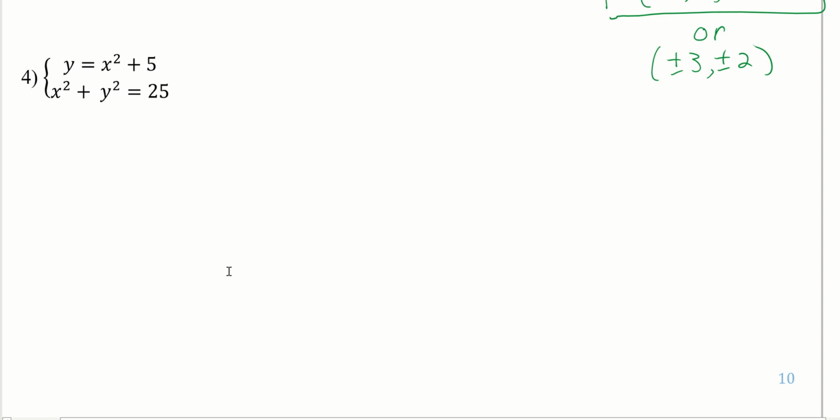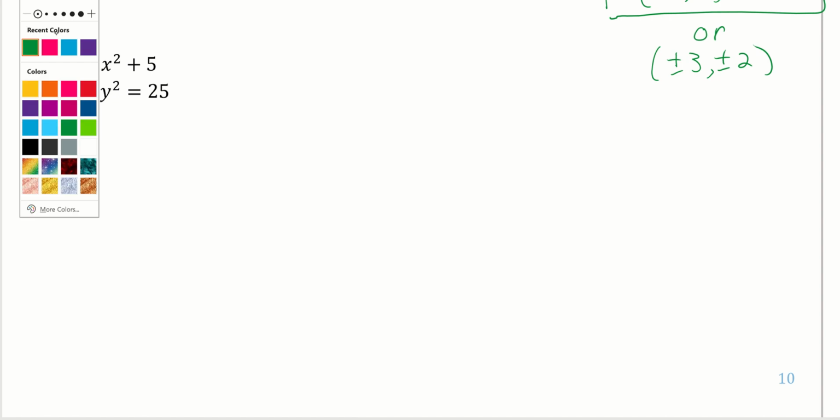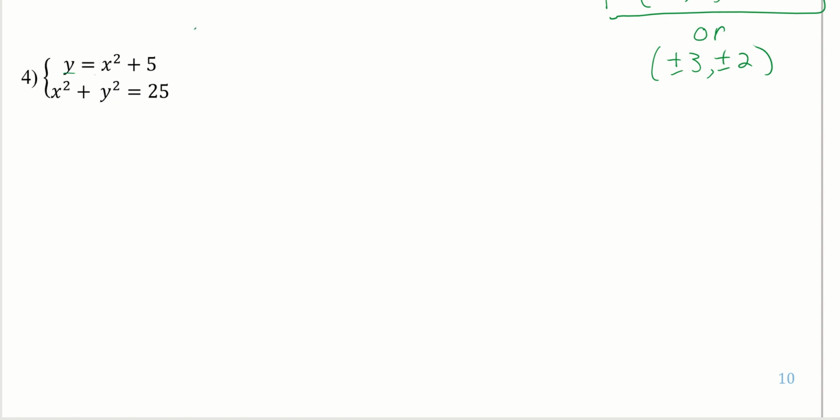Cool. Okay, so number 4 here. Number 4 kind of lends itself well to substitution, in my opinion, because the y is already solved for. Okay, so y is by itself. So what you could do is plug this y into here. And so I get x squared plus 5 squared is equal to 25.